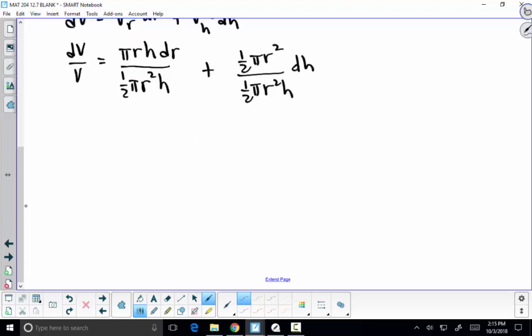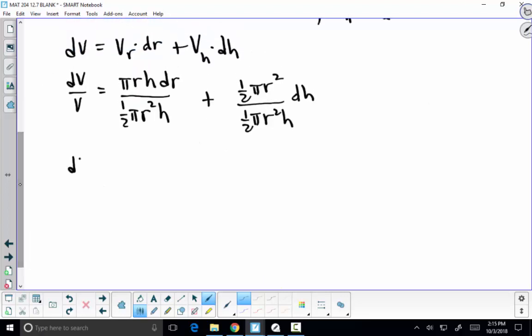A bunch of cancellation. Cancel out a whole bunch of stuff here. Let's see, I might need to do this. The h's go away, that r goes away with that exponent, the pi's go away. We end up with 2 dr over r. And then over here, the halves go away, the whole pi r squareds go away. So it's just dh over h.